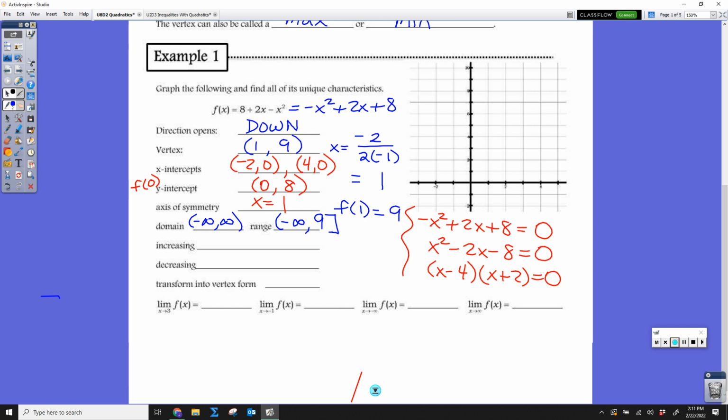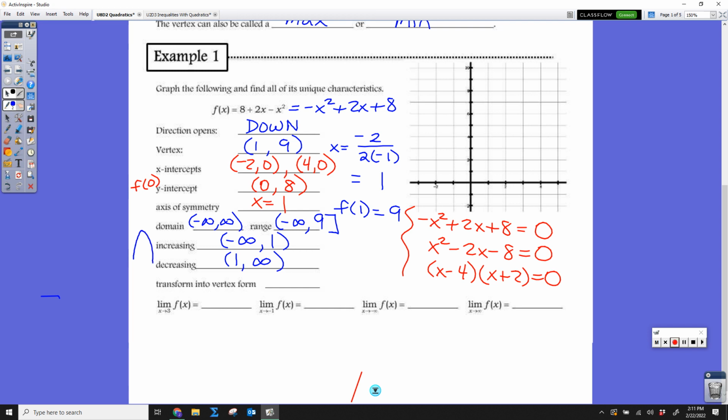All right, so increasing, again, we have not graphed it, but I want to see if you can figure this out. Where's our function increasing? Negative infinity to 1, right? And where's it decreasing? 1 to infinity. It's because, I'll go over here to the side, we know we have something that looks like that, right? A maximum.